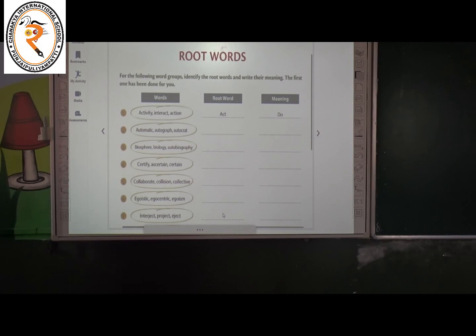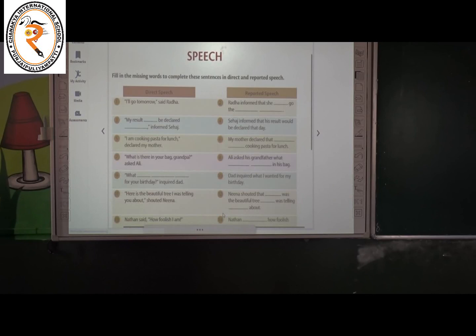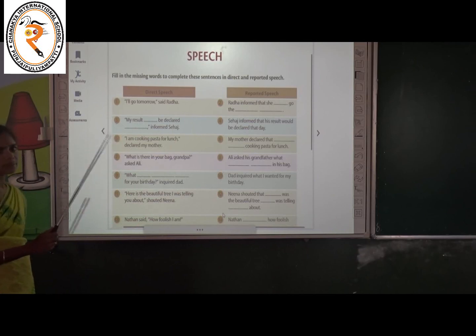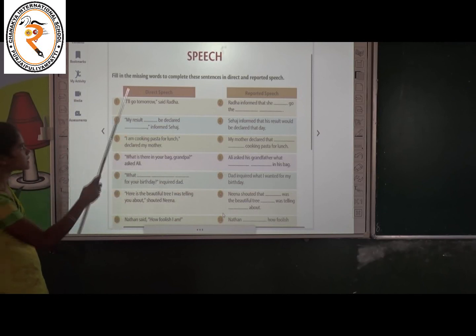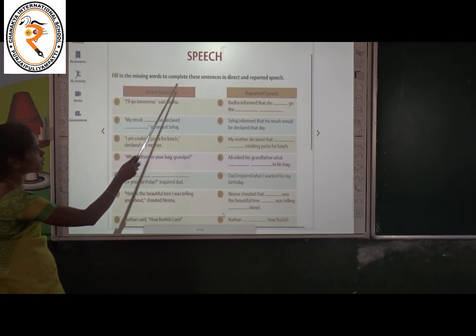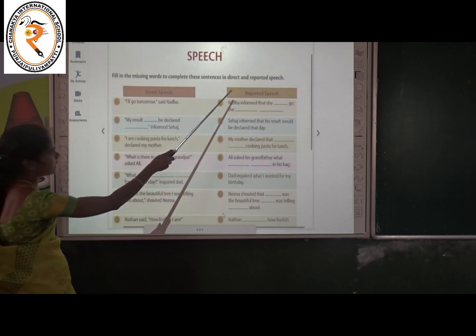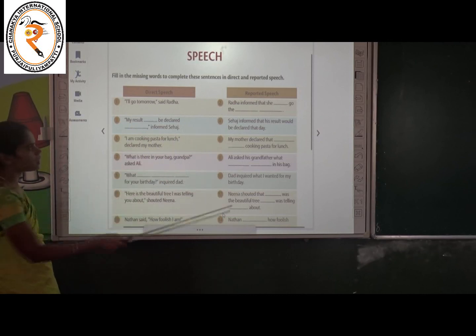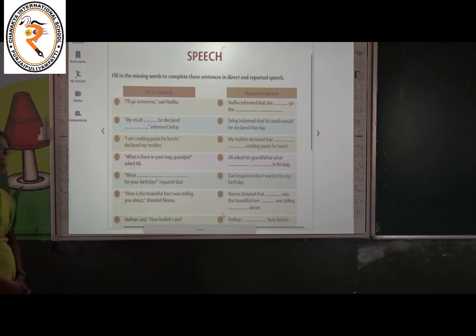And the next topic is speech. See, here some direct and indirect speeches are given. Here we have to complete the given sentences. Fill in the missing words to complete these sentences in direct and reported speech. These are all direct speech and these are all reported speech. Here we have to fill in the correct words.